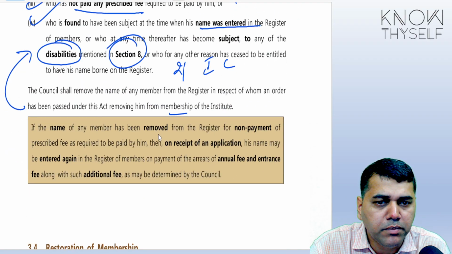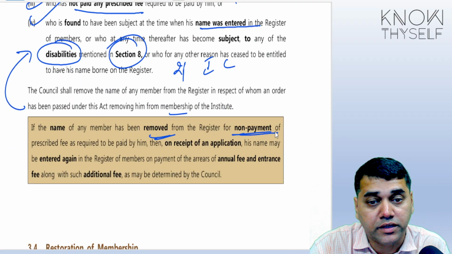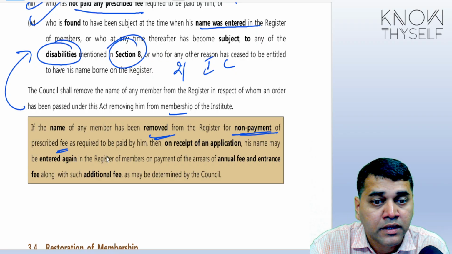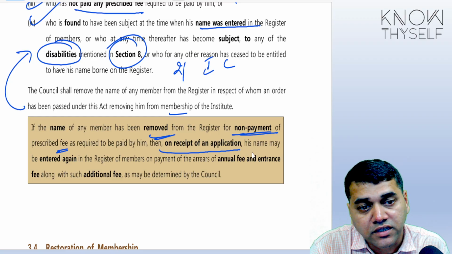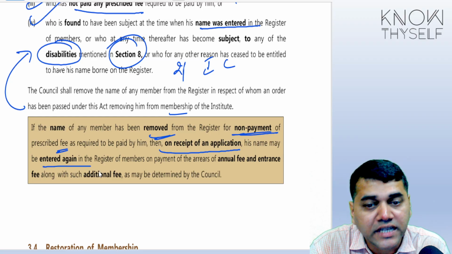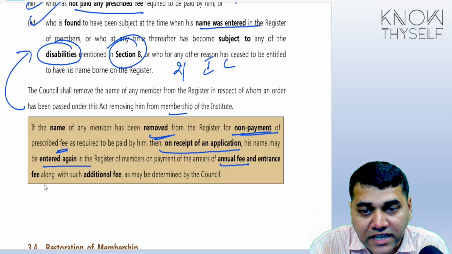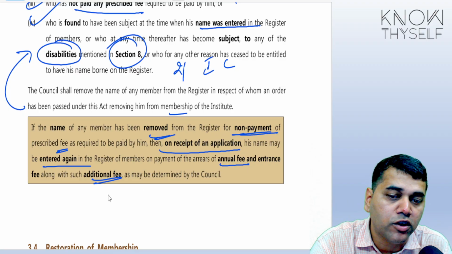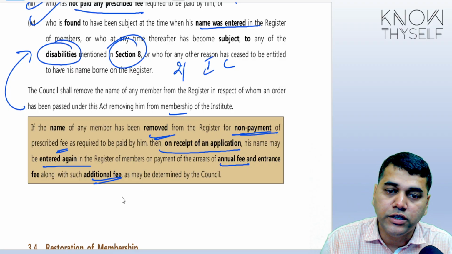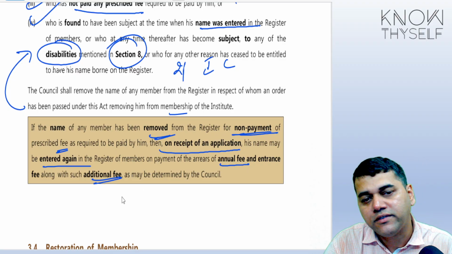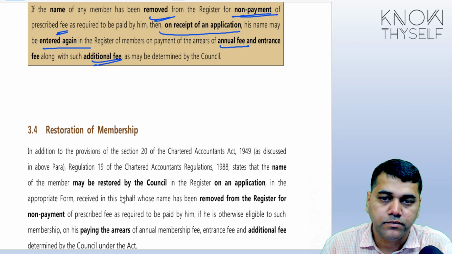If the name of the member has been removed from the register for non-payment of the prescribed fees, then on receipt of the application, his name will be entered again in the register on payment of the annual fees and entrance fees along with the additional fees. This is called condonation of delay. So whenever you delay, you have to pay with the condonation. Then again your name will be restored.